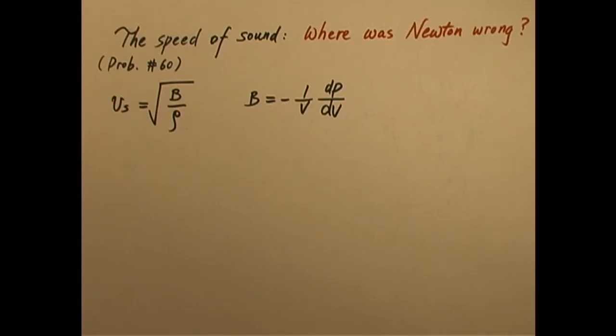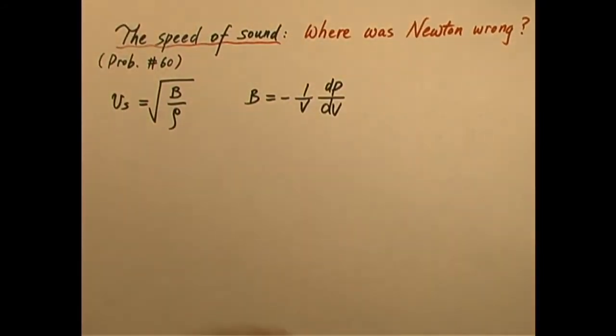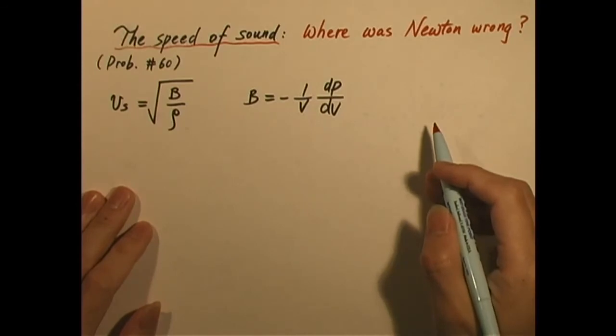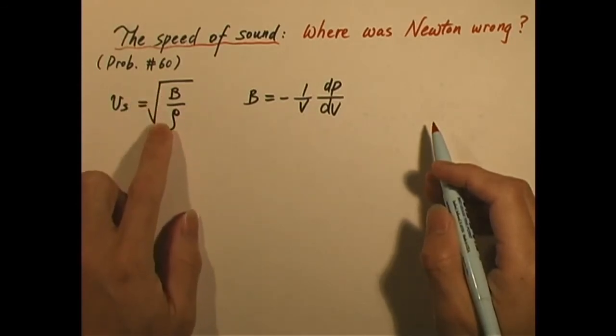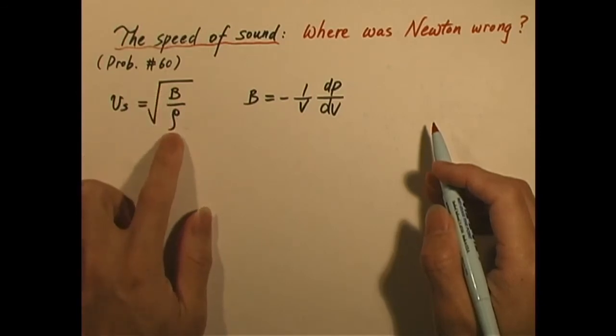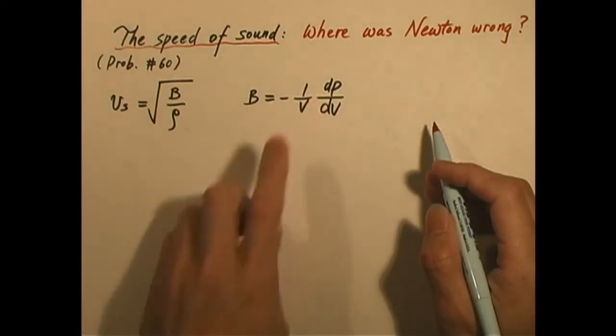As an application of the adiabatic process, let's revisit the problem of the speed of sound. You know, in chapter 17, we derived the speed of sound formula: V sound equals the square root of B over rho. B is the bulk modulus, rho is the density of the medium, and B, the bulk modulus, is defined as negative 1 over V dP dV.